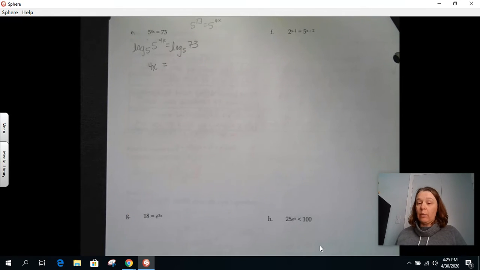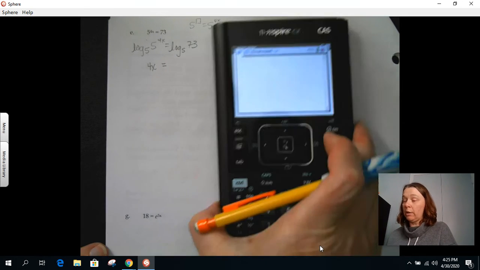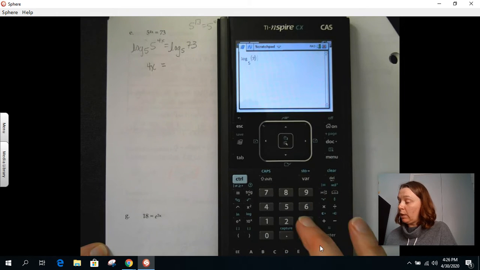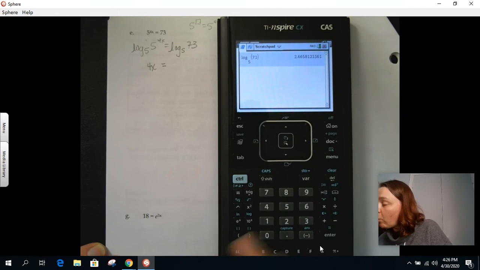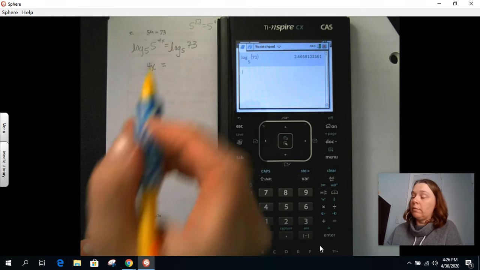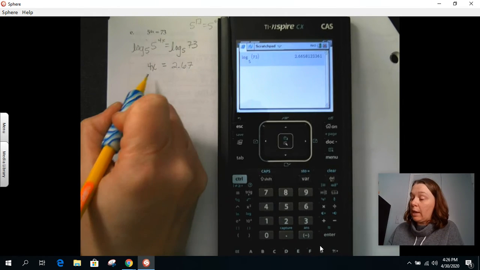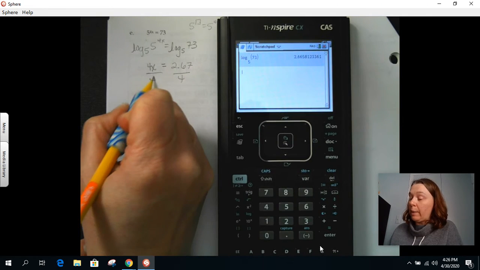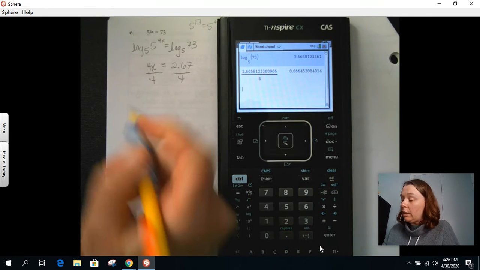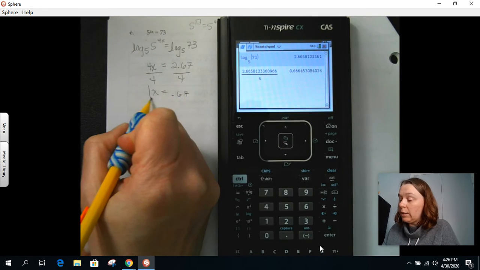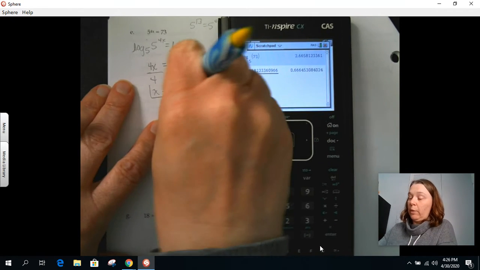Now on the other side, when I have the log base 5 of 73, I am just going to put that into my calculator. I'm just going to hit log base 5 of 73, hit Control Enter, and I get 2.67. Usually I want to go out to the hundredth or thousandth on these. And then you just need to divide by 4. And so I'm getting about 0.67 for my answer.